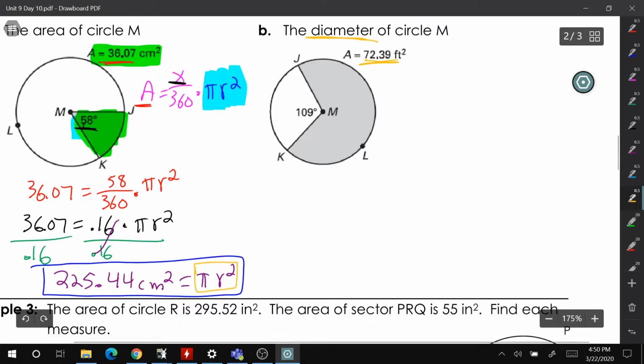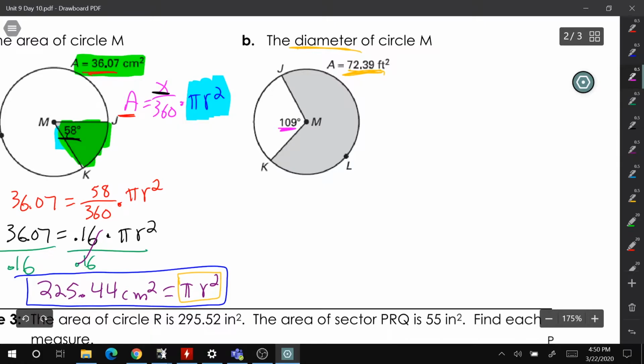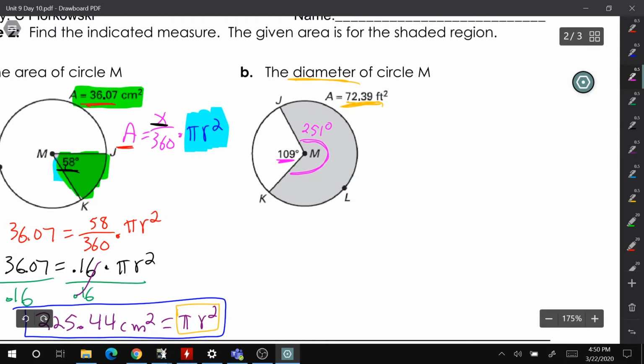Okay, so the area of our sector is 72.39. Now, the angle over here is 109, which means this angle of the shaded region must be 360 minus 109, and that equals 251 degrees. So this must be 251 degrees. So then my sector area, 72.39, is equal to 251 over 360 times pi r squared.